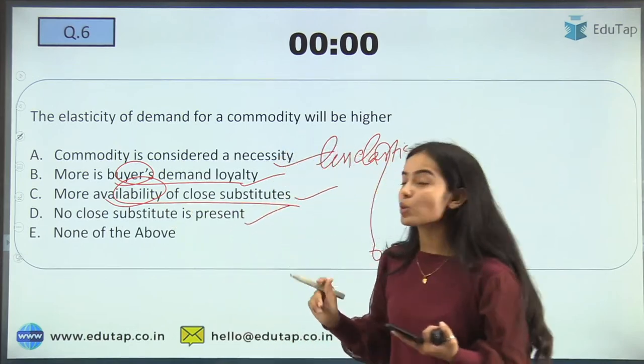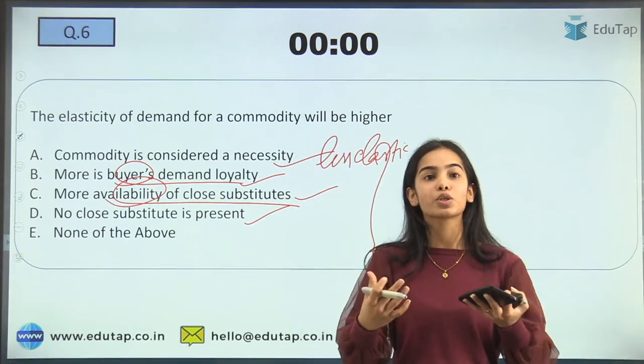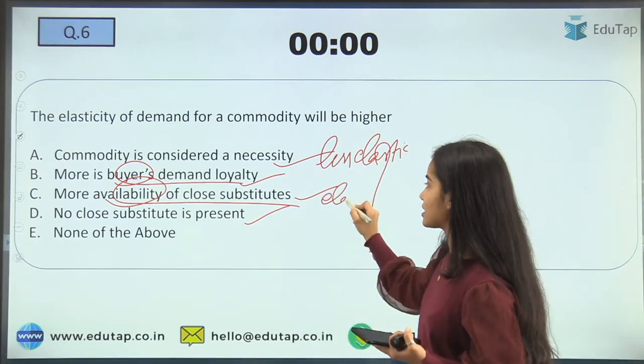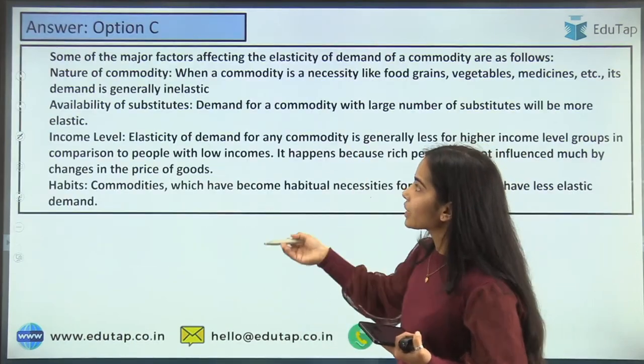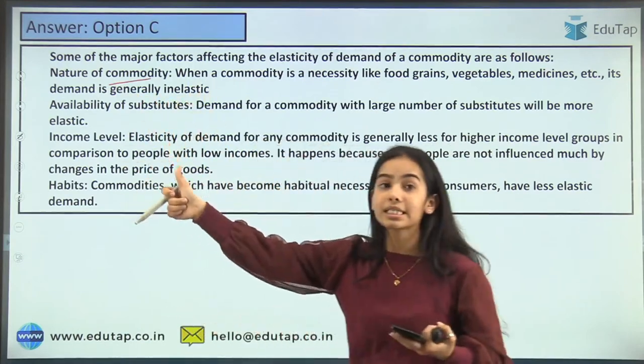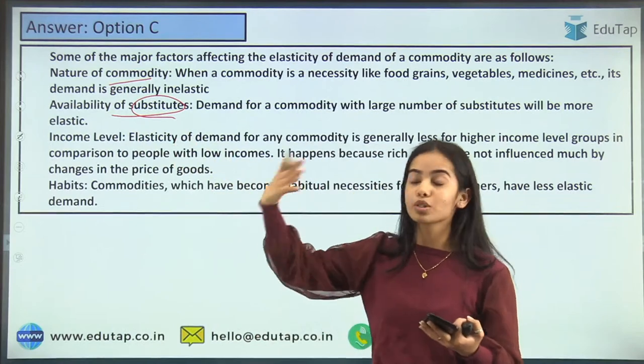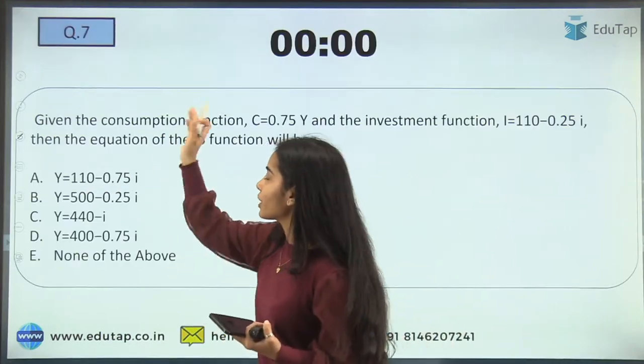More availability of close substitutes. When there are many close substitutes, the buyer can purchase anything, and so the demand is elastic. So here you can see the nature of the commodity. If it is a necessity, less elastic. Availability of substitutes, more elastic, then you can read that, okay?